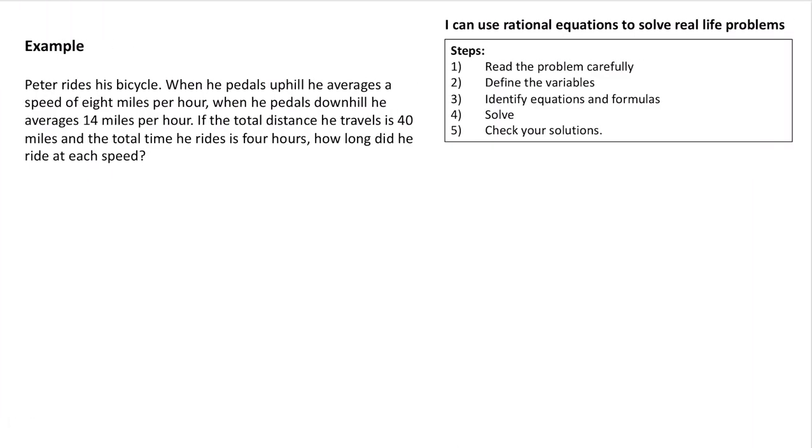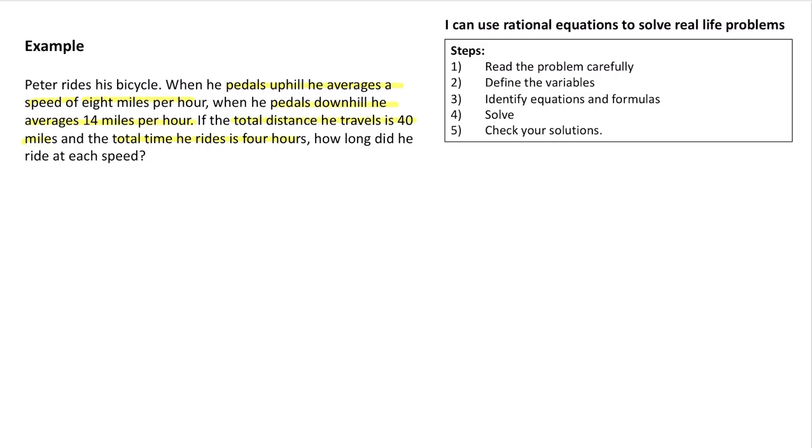It says Peter rides his bicycle. When he pedals uphill, he averages a speed of 8 miles per hour. And when he pedals downhill, he averages a speed of 14 miles per hour. The total distance he travels is 40 miles, and the total time he rides is 4 hours. How long did he ride at each speed?